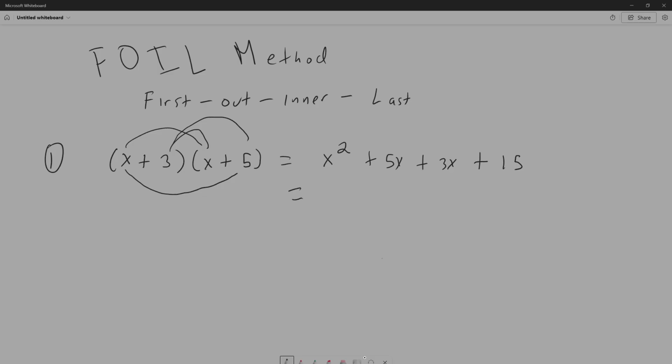Now we're going to collect terms. So x squared, there is no other x squared, so we're gonna just keep that one, and then we can add 5x plus 3x. That's gonna give us 8x plus 15. So that would be our answer.